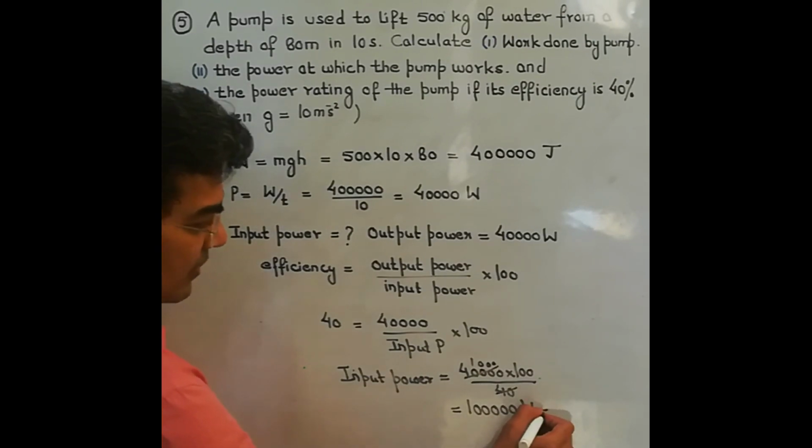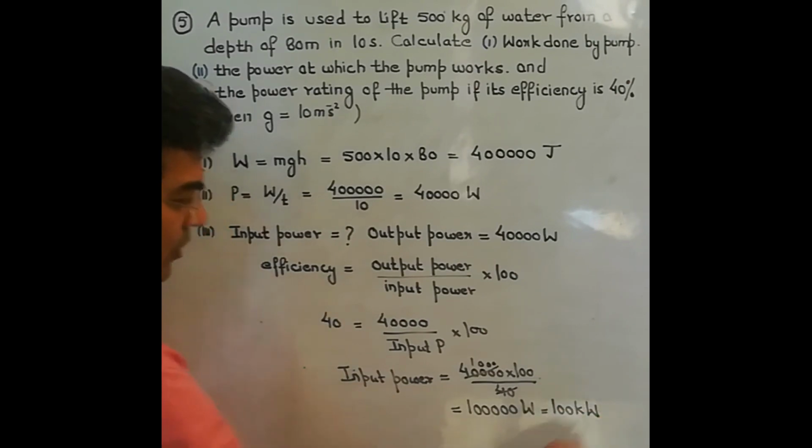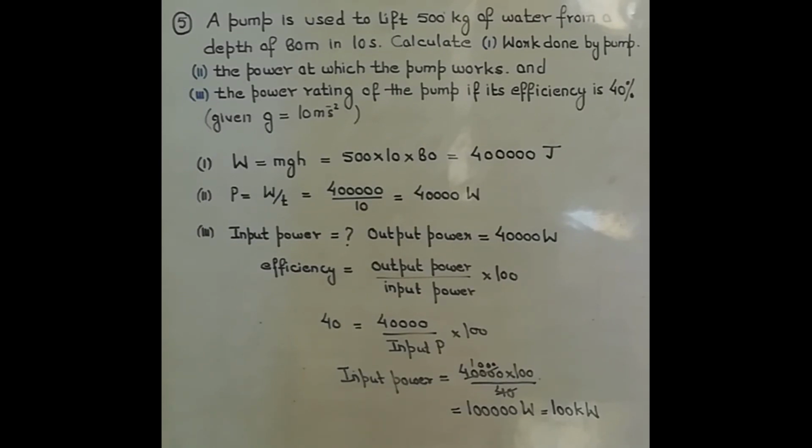We could have written it like this: 100 kilowatt. So that will be the power rating of the pump that was to be calculated. The power rating of the pump means the input power we have to calculate. Output we have already calculated. Efficiency is given 40%. Then applying the formula for efficiency, we will get input power. So you can pause and note it down.